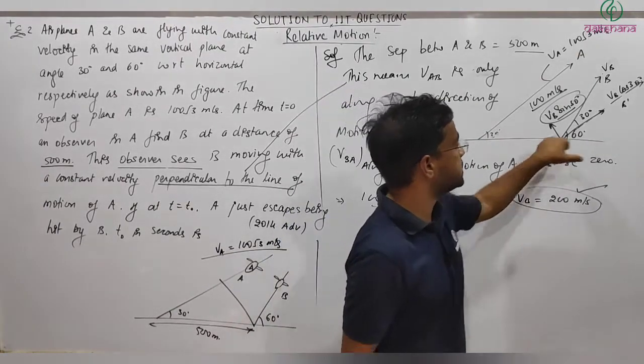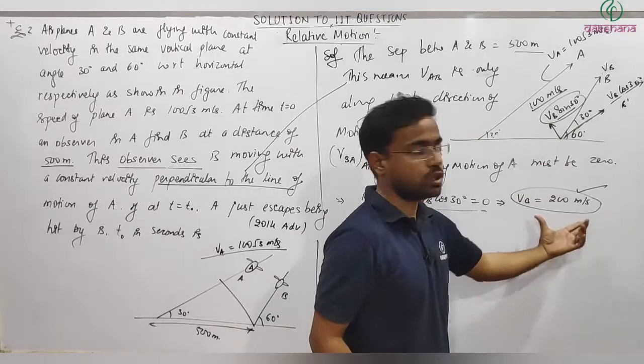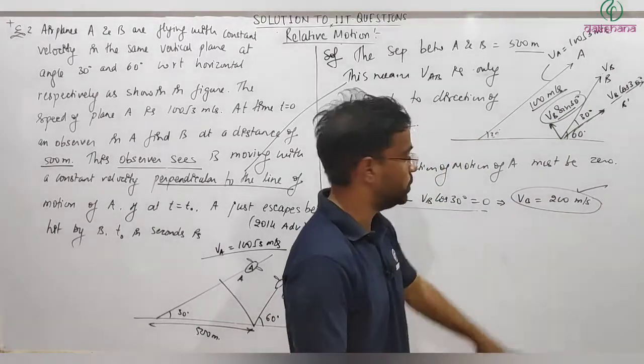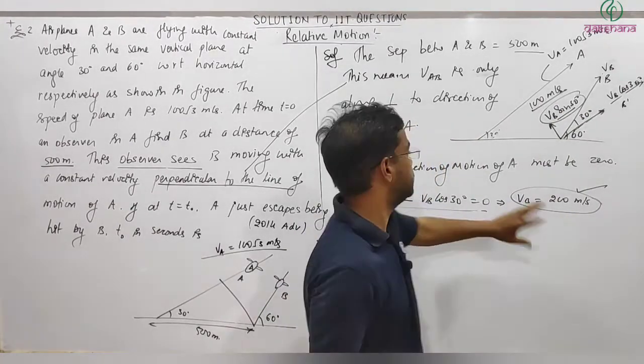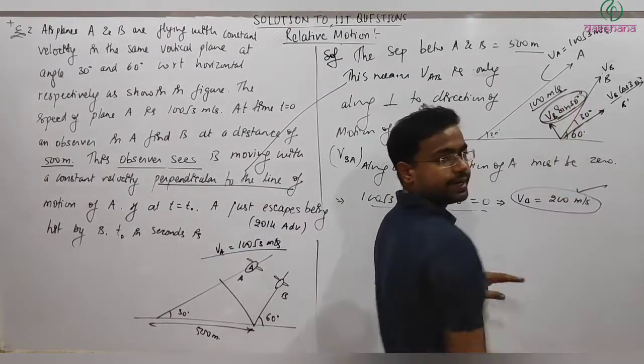So just taking the relative velocity component along this direction and equating that to 0, I am getting VB as 200 meter per second. So we got VB, then I can easily get this, right?